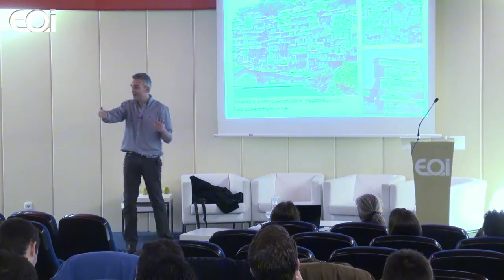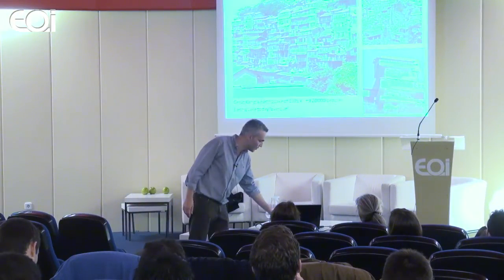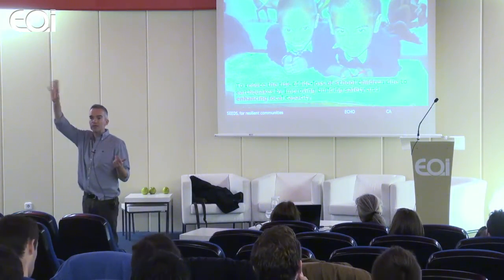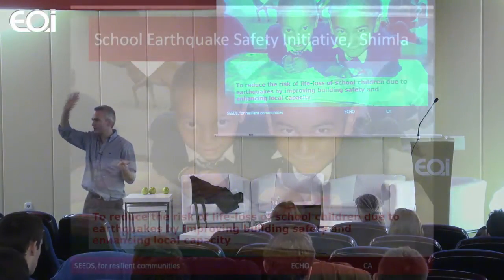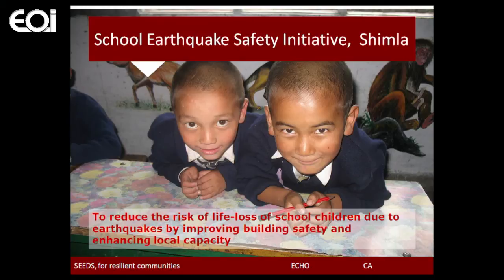You start somewhere, okay? So what this NGO did, this is a real project. And if you look up this project, it was highlighted as a very good project 3 years ago by United Nations as a really good project. And it's a very simple project. It's called the School Earthquake Safety Initiative, Shimla, CSIS. All good projects have good acronyms, CSIS. And it was funded by ECHO and Christian Aid, and it was put together by this non-governmental organization called Seeds India, who were very good.